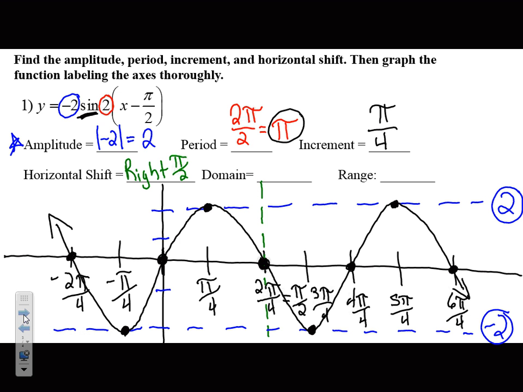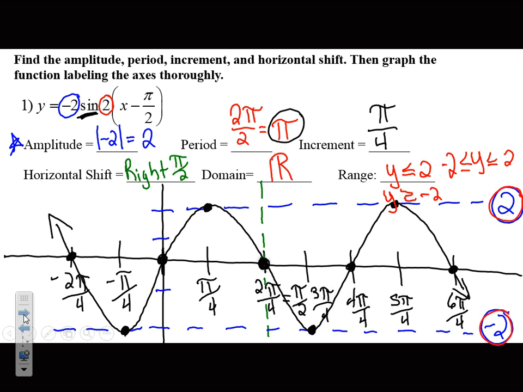Now domain and range. Domain, always all real numbers. Range is determined by our amplitude. So my range is y has to be less than or equal to 2. Y has to be greater than or equal to negative 2. Or if you wish, you can also write it like this.